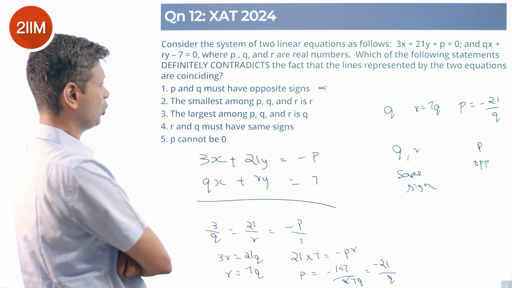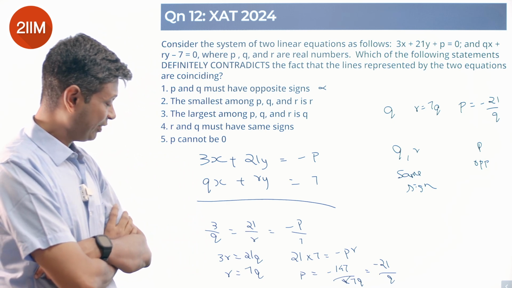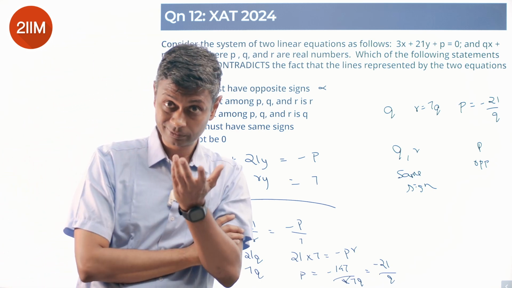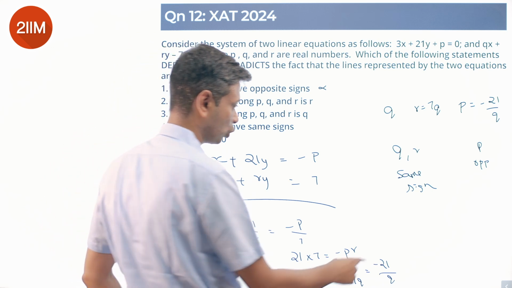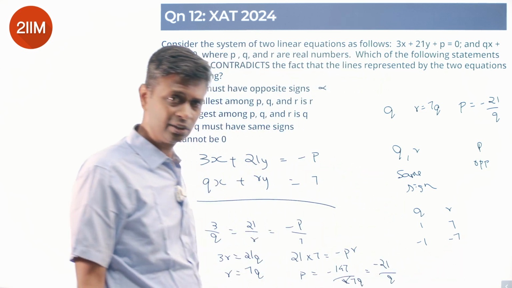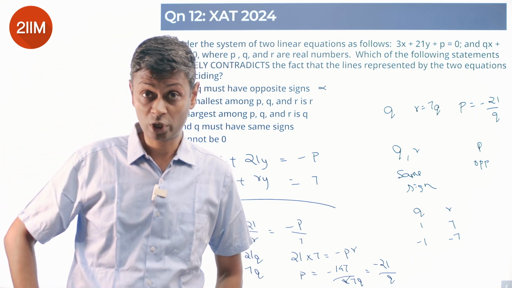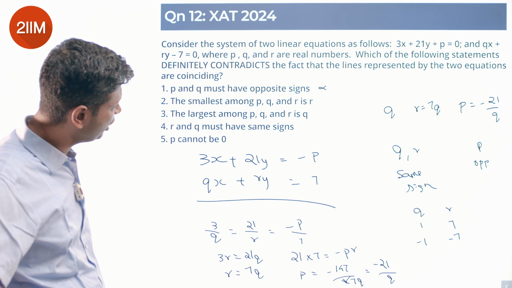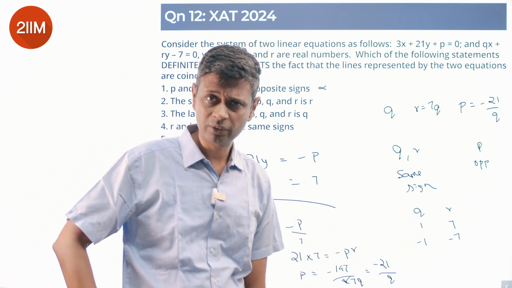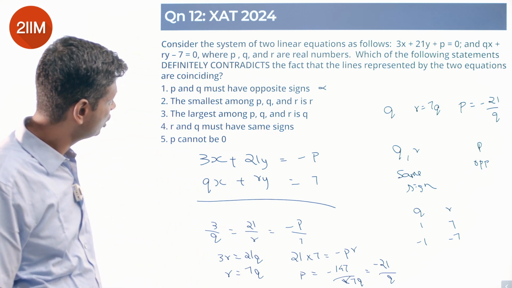The smallest among P, Q and R is R, not required. We have R is 7q, but we don't know anything else. So Q could be 1, R could be 7, or Q could be minus 1, R could be minus 7. Both are possible. So Q 1, R 7 is possible. Q minus 1, R minus 7 is possible. So R, the smallest among these three should be R. Not required. And so the largest among P, Q and R is Q. Required. So 1 and 7, minus 1 and minus 7, they're opposite signs. Largest among this is Q.